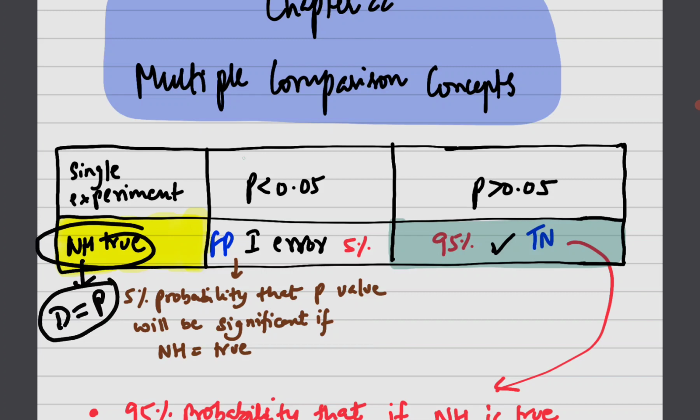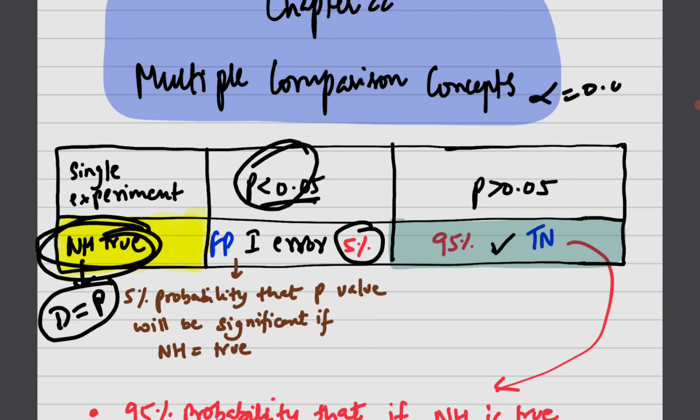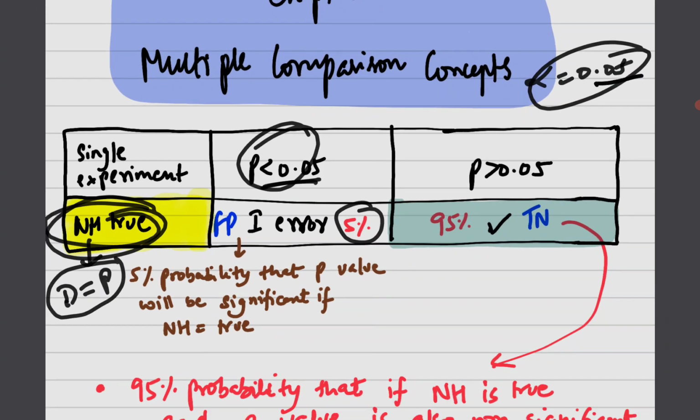Now if we take an alpha level or significance level of 0.05, what does it mean? It means that, assuming that the null hypothesis is true, there is a 5% chance that we will still get a significant p-value. So that is the meaning of taking an alpha level of 0.05 in this single experiment: when we already know that the null hypothesis is true, there is a 5% chance, since 0.05 means 5%, that we will still get a significant p-value, which means we will get a false positive result.